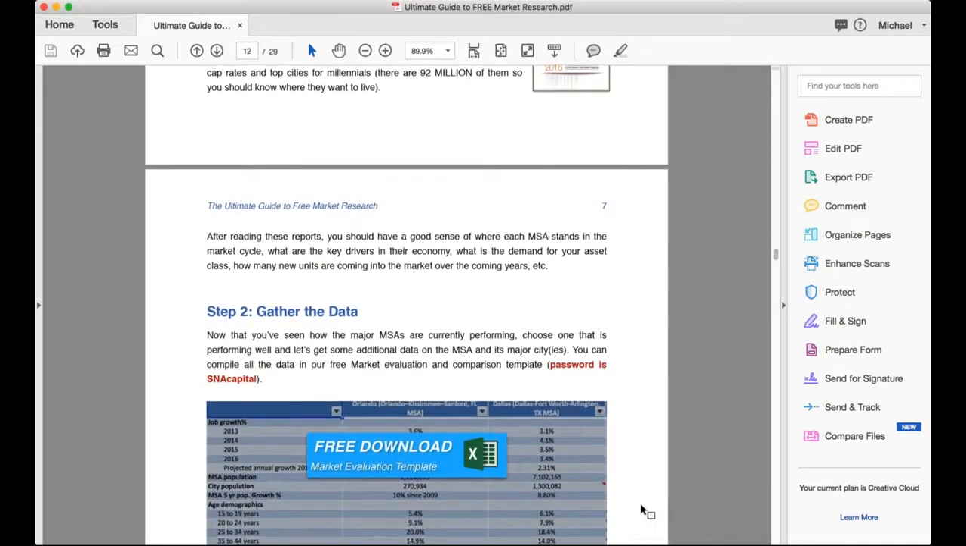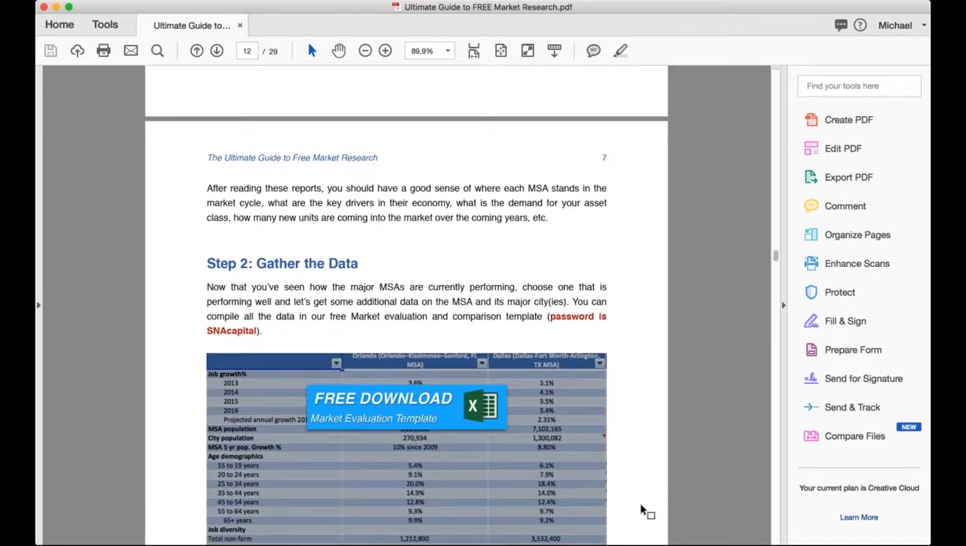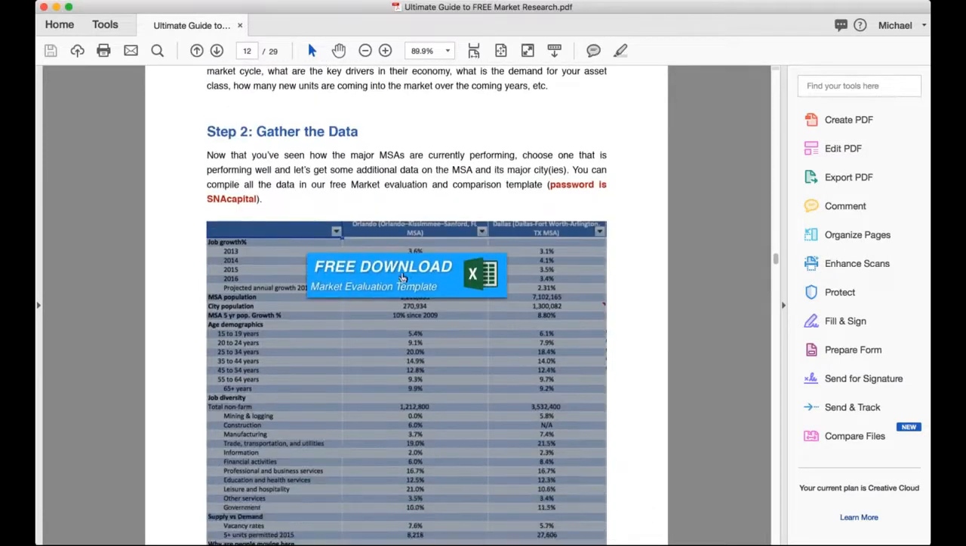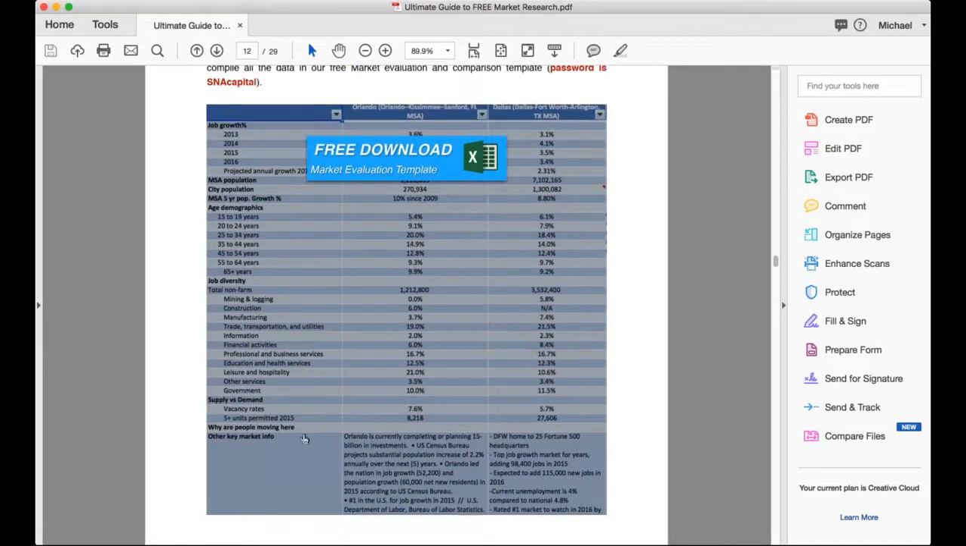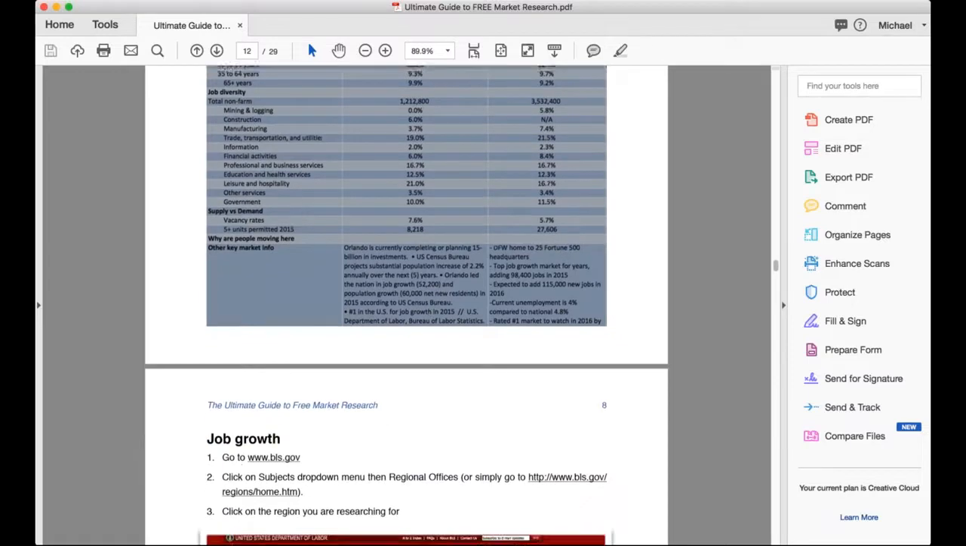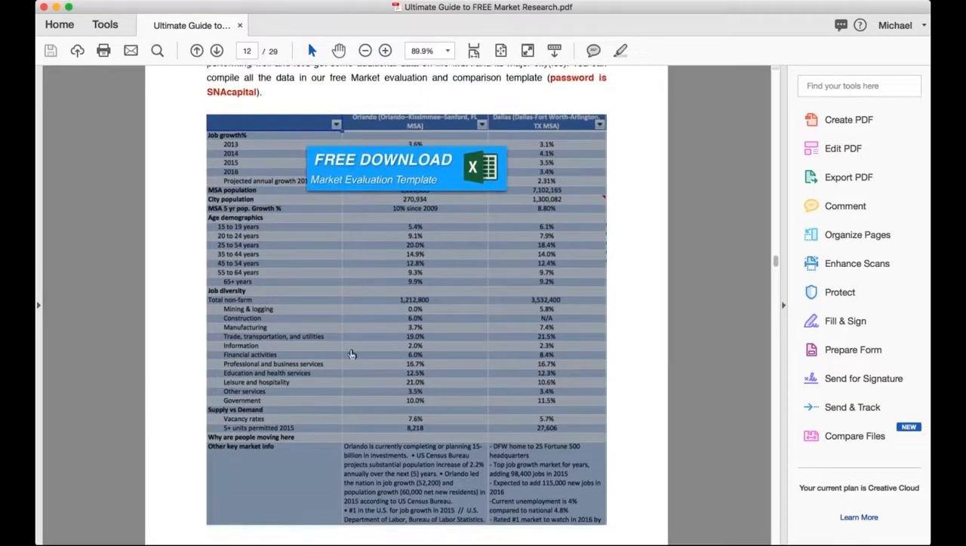So then what you want to start to do is gather the data from these reports. I'll go through it in a little more detail, but this is a free download. You can click on this. This is a template that I use. I've got some data that is a little bit old, I think from last year when I linked all this stuff, but you'll see how I filled it out. I think I got Dallas, Orlando, and a local market in there too. It's kind of a template, and you can see how I use it to evaluate and compare different MSAs in different cities side by side and see which ones make the most sense. It has job growth, MSA population, projected annual job growth, the city population, and the MSA five-year population growth. All this stuff I show you how to get in this book.